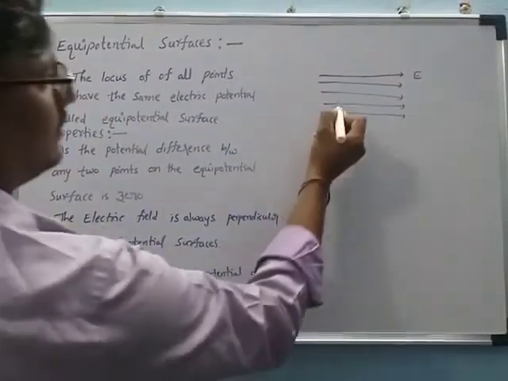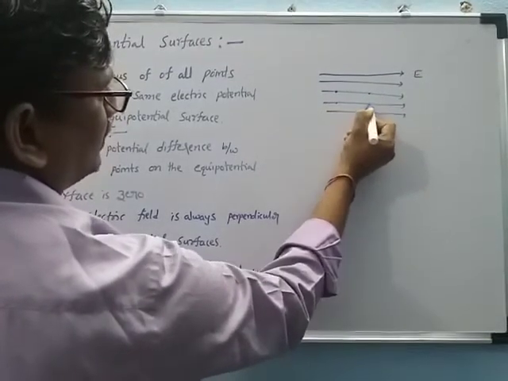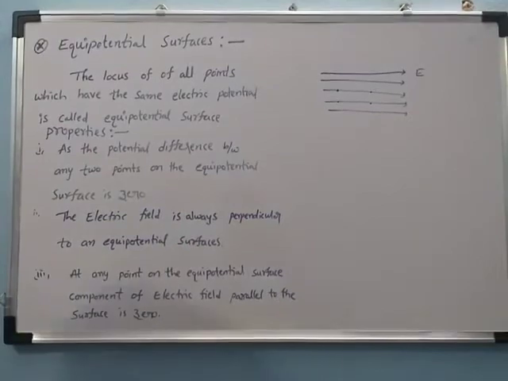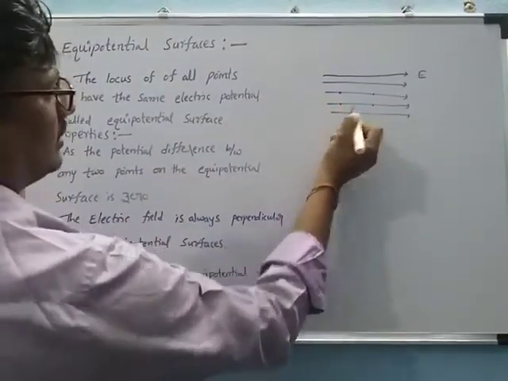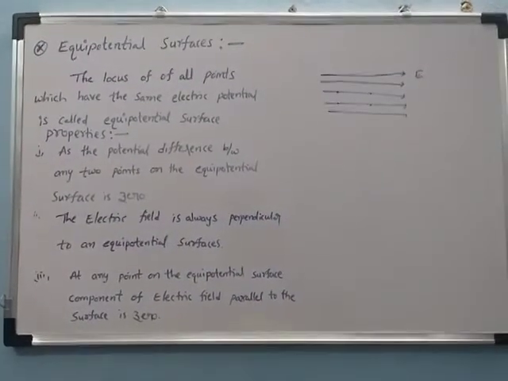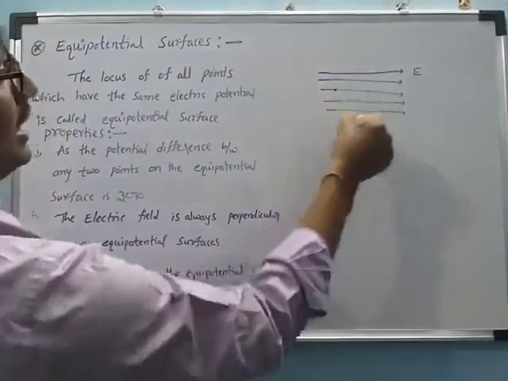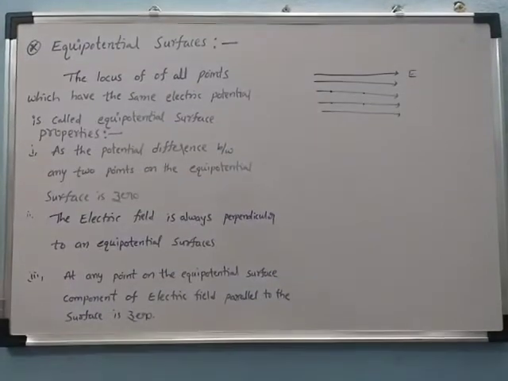In the electric field, we are considering points. This is one point, this is another point, this is another point. These are the different points we are considering. For all these points, whichever one we take, the potential will be equal on the surface of the electric field. That is called the equipotential surface.